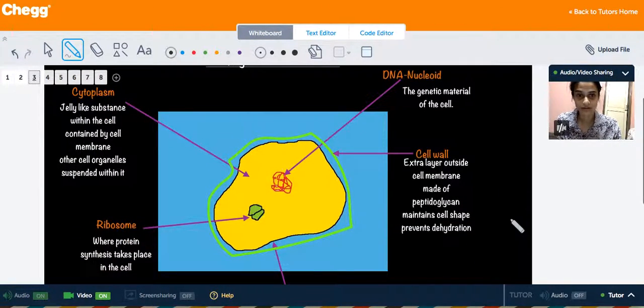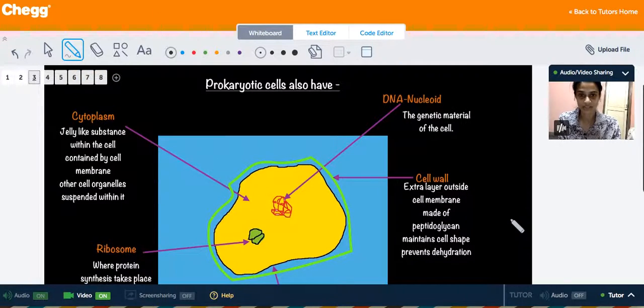So specifically for prokaryotic cells, I've drawn that the DNA is in the form of a nucleoid, which is the genetic material inside a cell. Unlike the eukaryotic cell, which has a separate nucleus that is membrane bound, which contains and protects the genetic material, the prokaryotic cells, as you can see in this case, just have the DNA in the cytoplasm, which is not membrane bound, in a circular ball called a nucleoid.